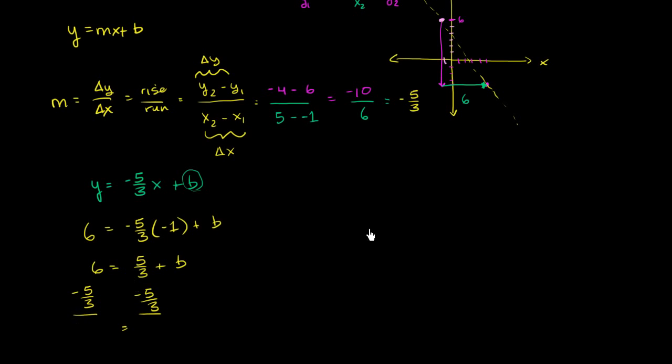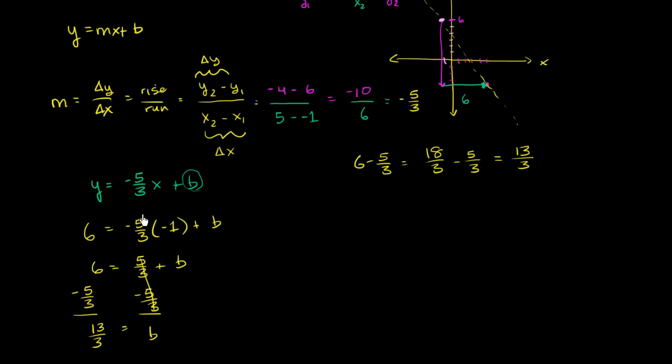Let me do it over here. We could take a common denominator. So 6 minus 5/3 is the same thing as 6 is 18/3 minus 5/3. That's what 6 is, 18/3. And this is just 13/3. And then, of course, these cancel out. So we get b is equal to 13/3.